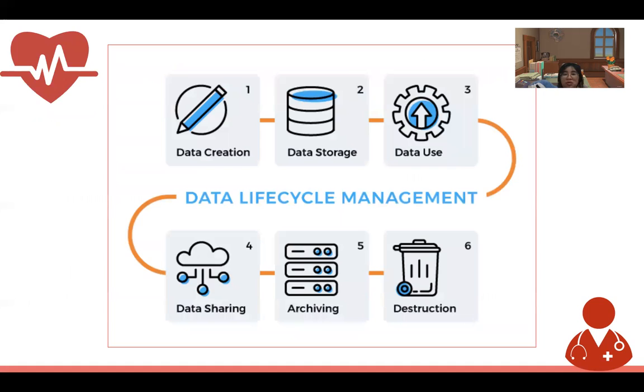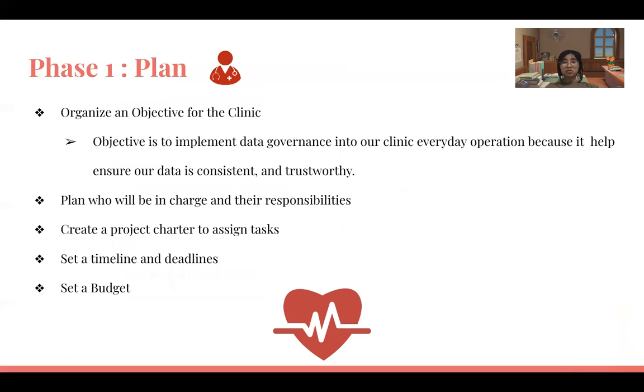And of course, there will be a life cycle. What I'm about to show you, there can be a total of 7 life cycle phases, with different phases in between based on where we're at. The first phase is to plan. It will organize the objective for the clinic, and our objective is to implement data governance into our clinic's everyday operation because it helps ensure our data is consistent and trustworthy.